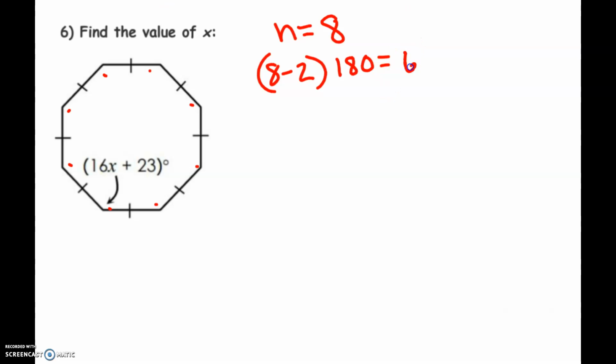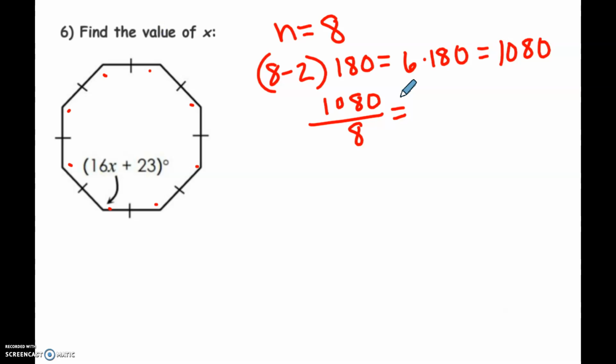So I get 6 times 180, or 1080 for the total sum. But I only want one of those angles. So 1080 divided by 8, and that gives me the total for that one angle would be 135.